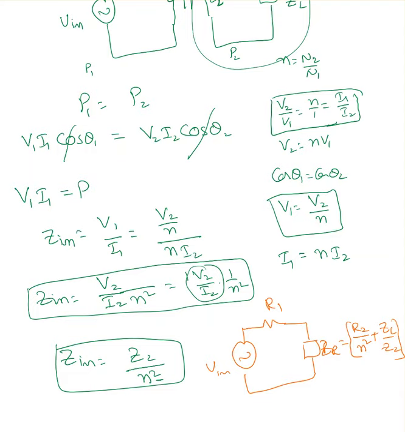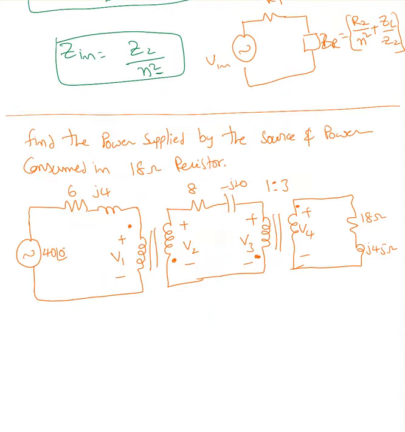Now I'm going to solve a simple example based on this. So here is an example. In this example, he's asking us to find the power supplied by the source and power consumed in the 18 ohm resistor. So our goal is I need to find the current here. I'm going to take this as I4. As long as I know I4, power consumed in resistor 18 ohms, I'm going to label that as P4.